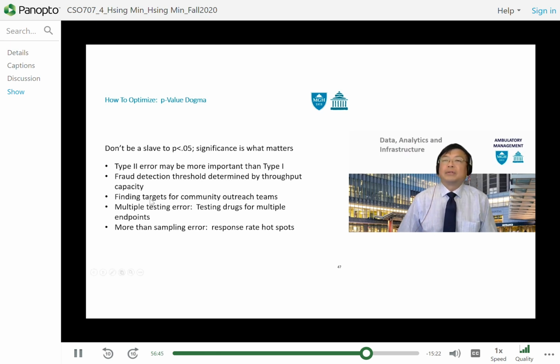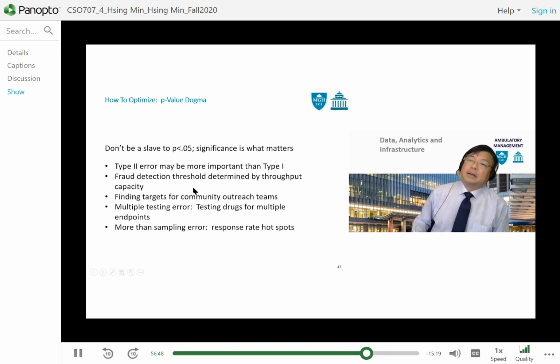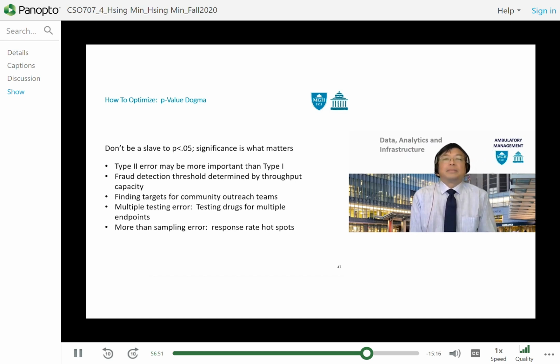This is a huge source of error: being a slave to p-values. A p-value tells you type 1 error, which is the probability that you might be finding something that isn't true. But when it comes to public health, it's often important to do something rather than nothing. And what you don't want to do is miss something that might be true.